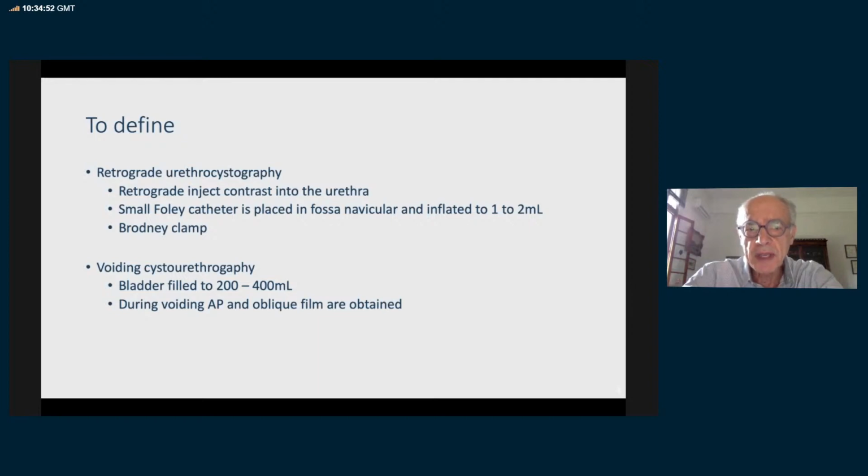Retrograde urethrography is injecting contrast retrograde into the urethra. You use a small Foley catheter, 12 to 14 French, placed in the fossa navicularis and filled with 1 to 2 ml to avoid leakage of the contrast. Or we can use a Brodney clamp. Following that, we perform voiding cystourethrography. The bladder is filled to 200 or 400 ml, and during voiding, we take pictures in posterior and oblique views.